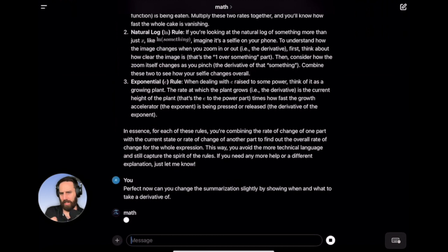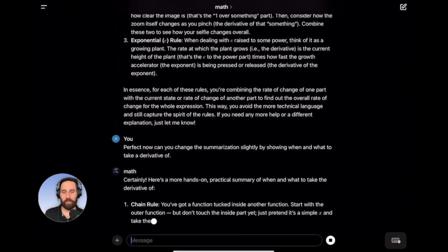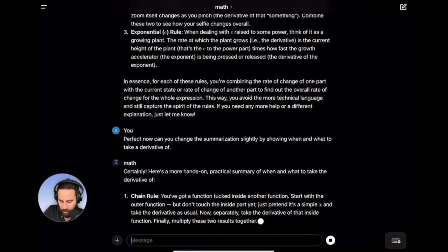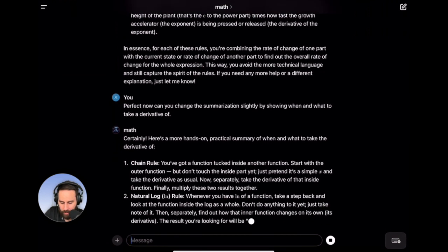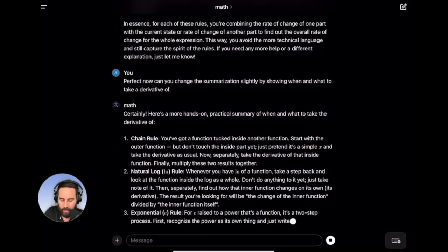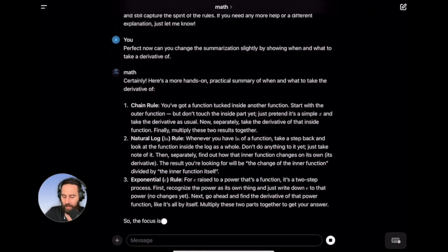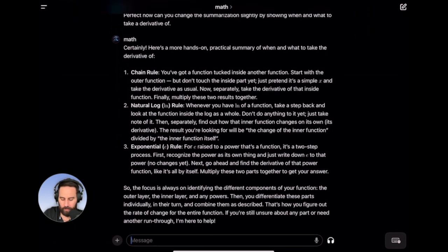So now it's like, all right, we did that. It doesn't say, hey, outside function, take the derivative of the outer. Now I take a derivative of the inner. So you've got a function tucked inside of another. Start with the outer function, but don't touch the inside part yet. Just pretend it's a simple x and take the derivative as usual. Now separately, take the derivative of the inside function. Perfect. That's a 2-step, first recognize.